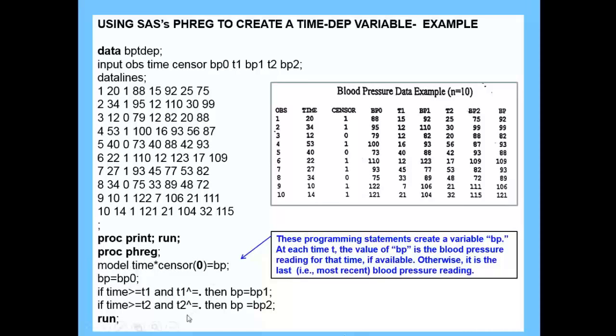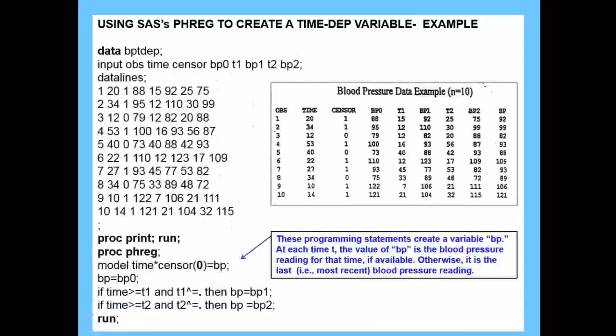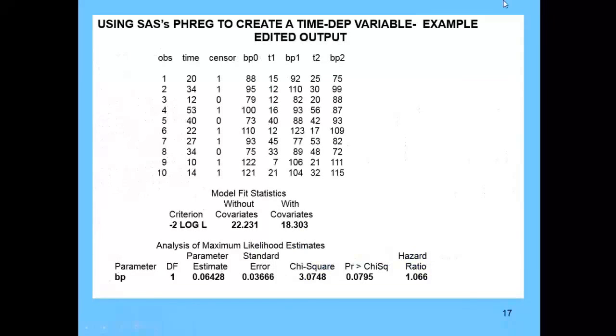And when you actually do it, you get this output. Now notice at the bottom of the screen, it says analysis of maximum likelihood estimates. How many variables do you see come out from this model? One, because you're fitting a model with only one variable, and it's a time-dependent variable because you've defined it that way according to the rules you specified after the model statement. So you get 1 degree of freedom, an estimate, a standard error, a chi-square, a p-value, and a hazard ratio.